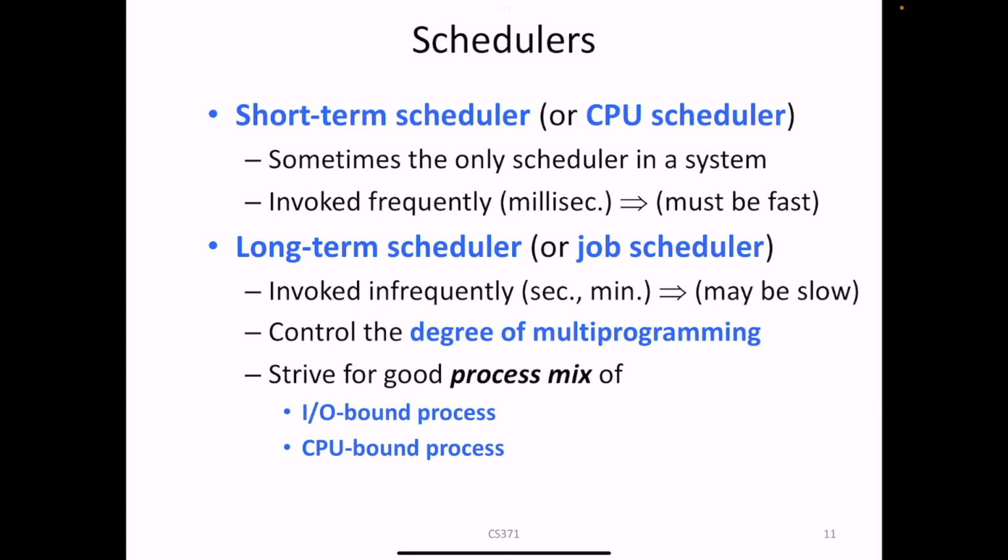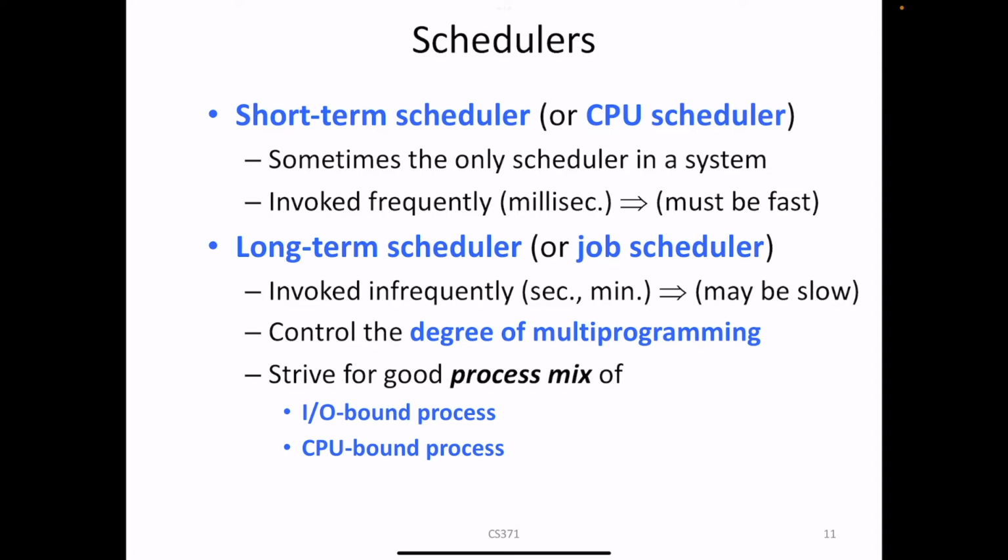Another major goal of a long-term scheduler is striving for a good process mix. So in general, there are two types of processes. One is called the I/O bound process. The major operation during the entire process life is to do I/O, for example, reading a file or writing something into a file. And the other one is a CPU bound process. So you may already know that the major operation of this type of process is CPU demanded.